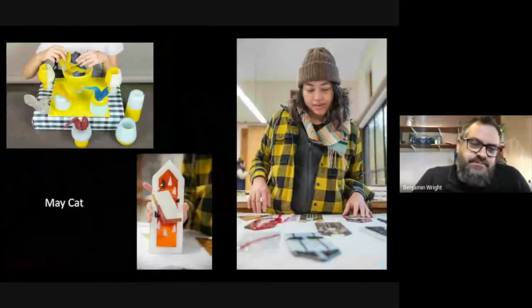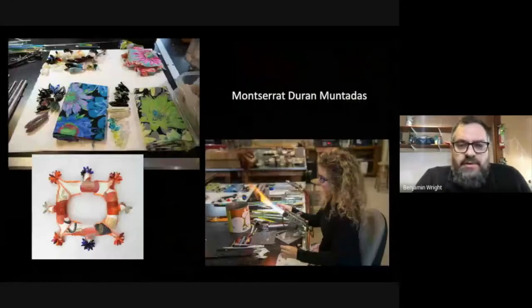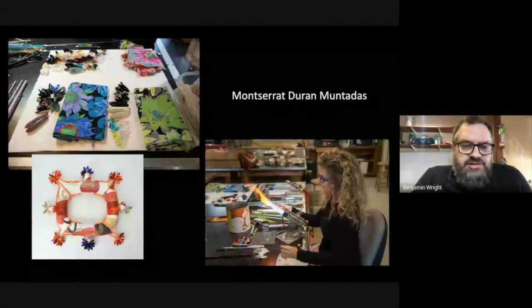May Cat has more of a performative practice, but was making these glass awards, a series of fused pieces, so using the kilns in a very different way. And Montserrat Duran Montadas combines fiber and fabrics and glass, was also very active in the Flame Studio, primarily using soft glass and making these components, which were then compiled into larger pieces.